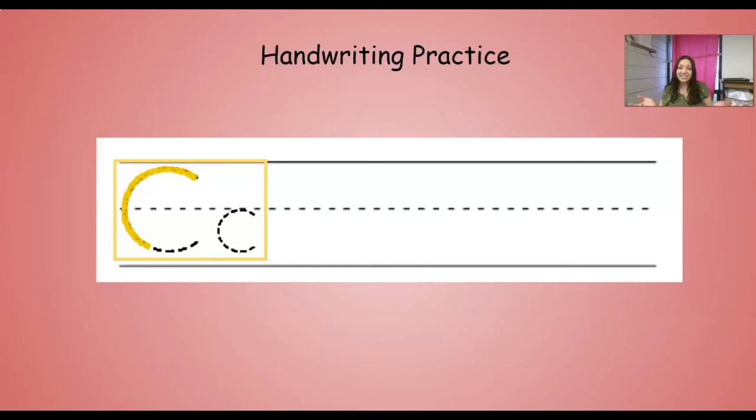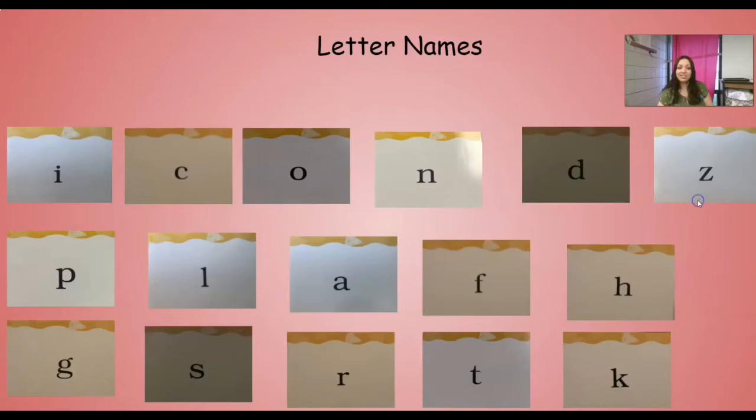And our lowercase c is just the exact same way, except we're starting at the middle, and then we're going to curve back and around. Ready? Start at the middle, curve back and around. So our letter C has that curve, but it's a very easy letter to make because it's one motion. And we're going to practice that on our activity sheet.